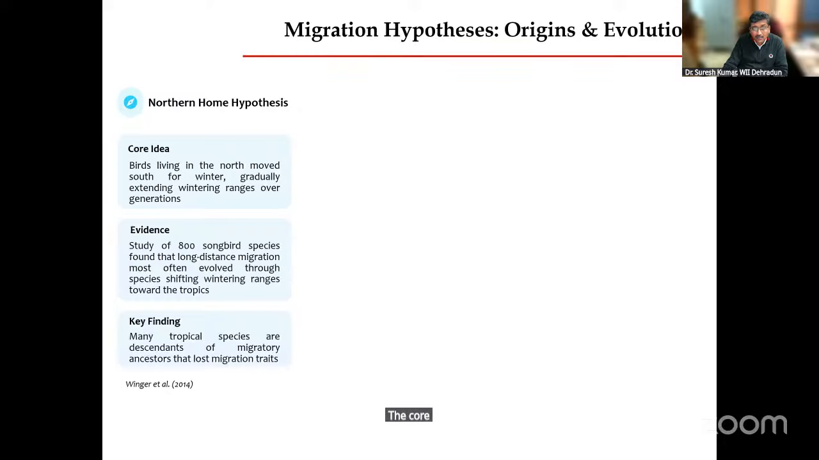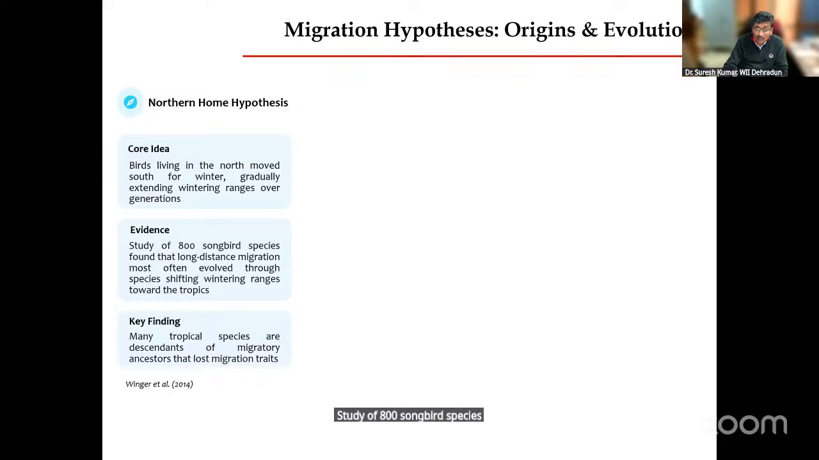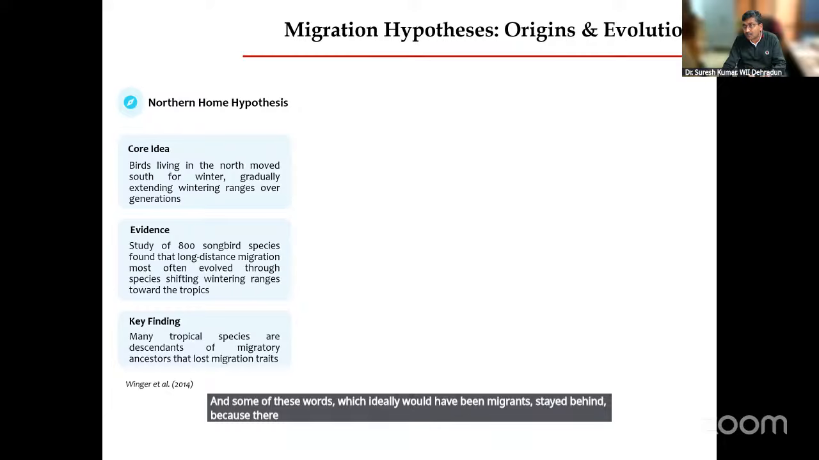The core idea is that birds living in the north moved south for winter, gradually extending wintering ranges over generations. Okay. A study of 800 songbird species found that long distance migration often evolved through species shifting wintering ranges towards the tropics. And the finding is that many tropical species are descendants of migratory ancestors that lost migration traits. So definitely this has to do with the changes in the Earth's climate over time. And some of these birds, which ideally would have been migrants, stayed behind because there's no need for it. And certain populations didn't move at all.